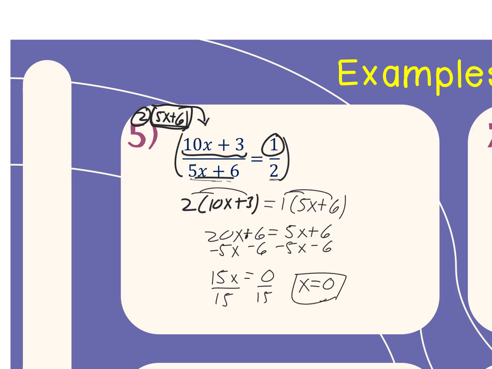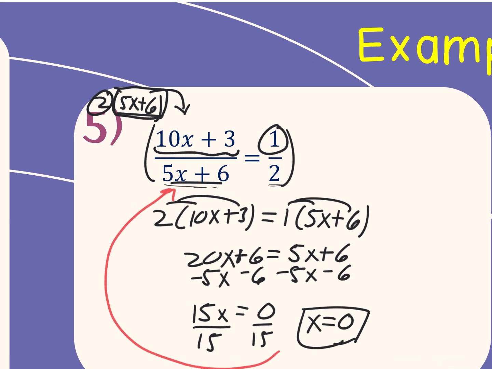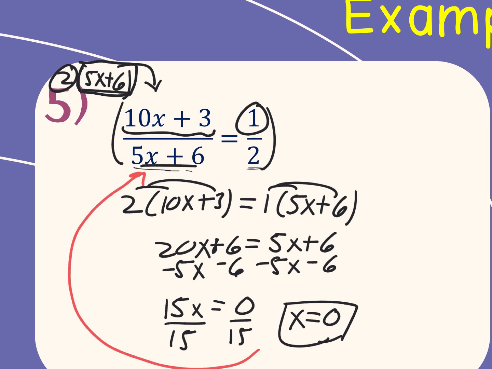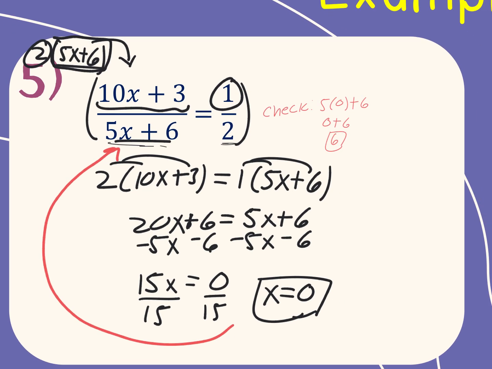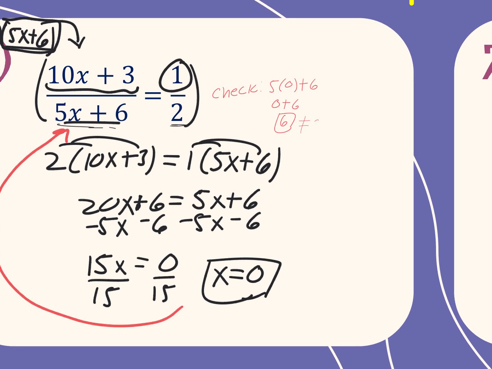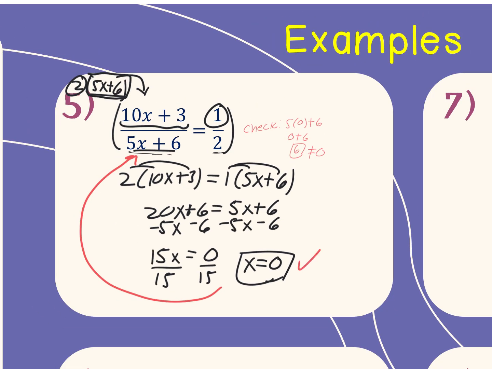That doesn't mean it's a no solution. I'm just going to plug it in and check. The only place where I see x in the bottom is right here in the 5x plus 6. So I'm going to check over here. When you do 5 times 0 plus 6, that gets us 0 plus 6, which is 6. All right, I don't care what number it is as long as it's not 0. So 6 is not equal to 0. So this is a valid solution. If it was 0, then it would be no solution.